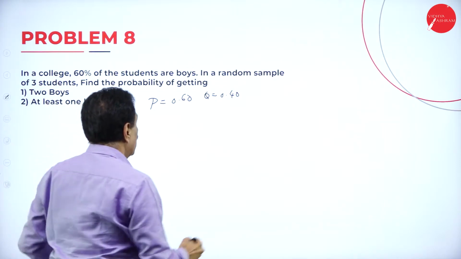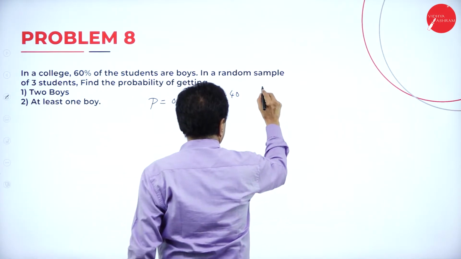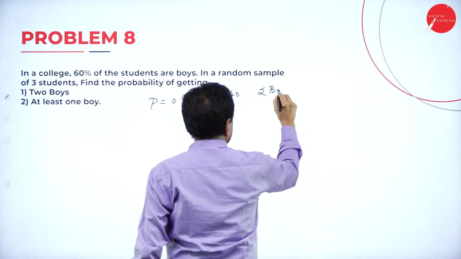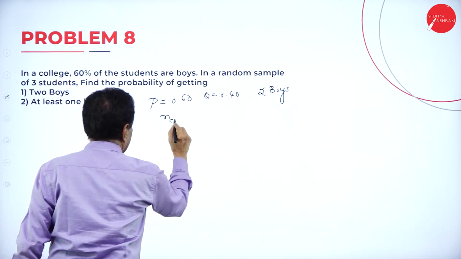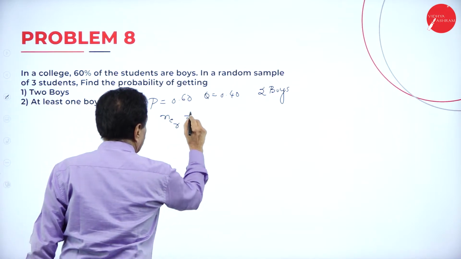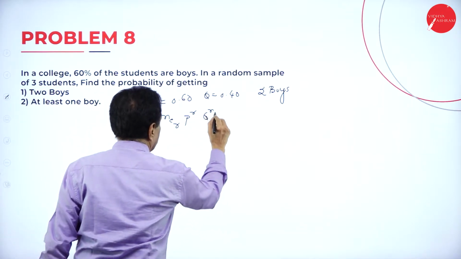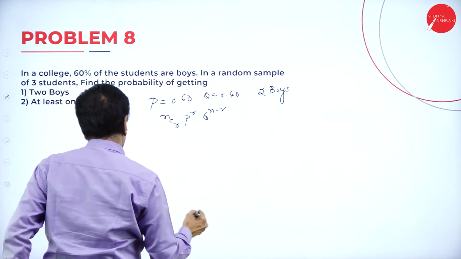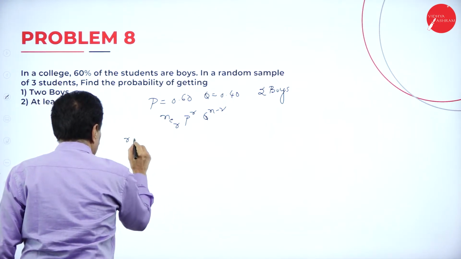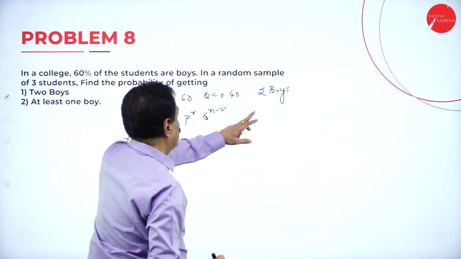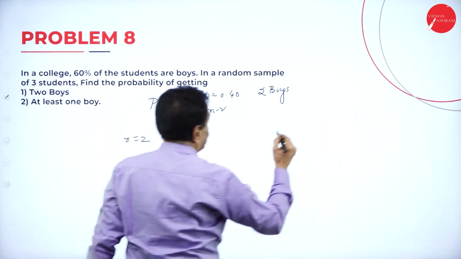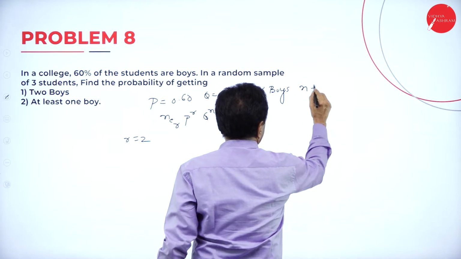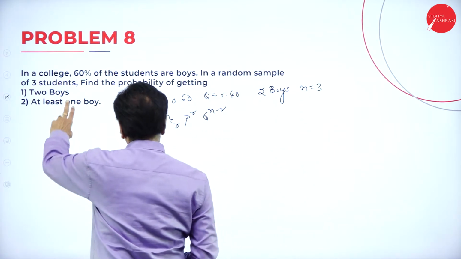So we are selecting here 2 boys. What's your formula? nCr or nCx, p to the power of r, q to the power of n minus r. Here x, when r is equal to 2. Totally how many students have you taken? Here the students are in a random sample of 3 students. n is equal to 3. So we are selecting the 2 boys.